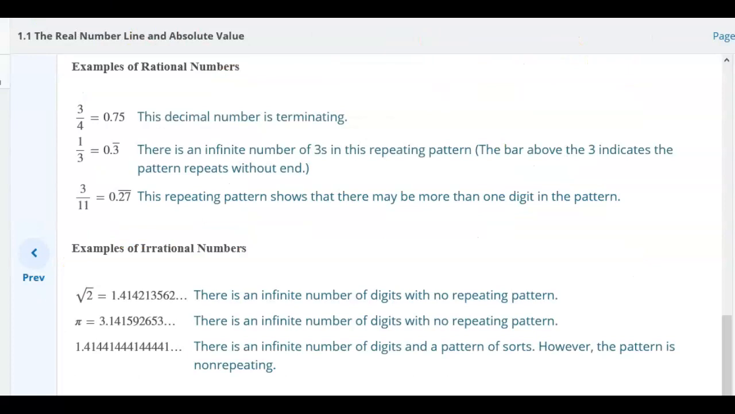Here are a few more examples. You can or cannot take these down, it's not needed. So there would be a terminating decimal, repeating decimal, and here's another form of repeating decimal. These would all be rational numbers. And then examples of irrational numbers, the square root of 2. Notice there is no repeating pattern. And let's go on.